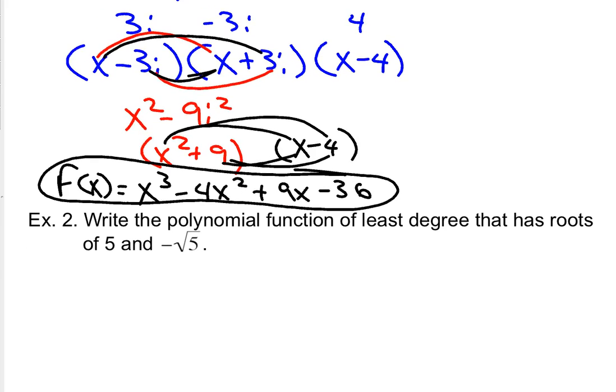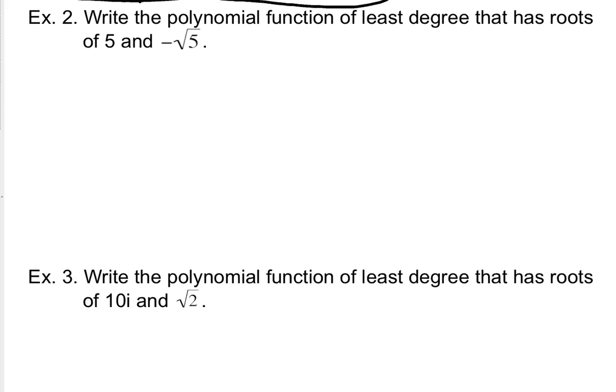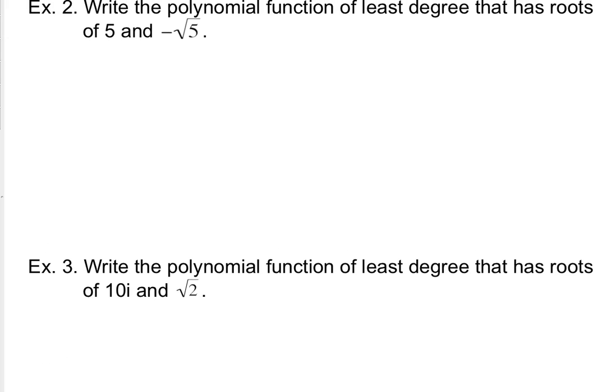Okay, a couple more. Number 2 does not have an imaginary. It has the irrational. But it's the same deal. If I tell you negative root 5 is a 0, then you got to know positive root 5 is a 0. And I would put those together first. So I've got 3 zeros.